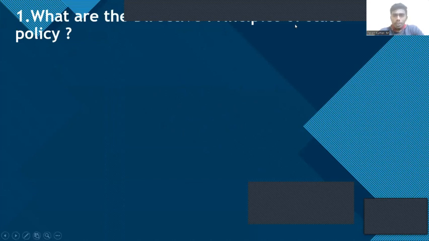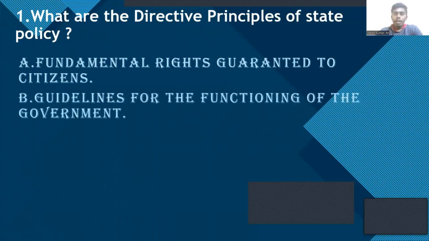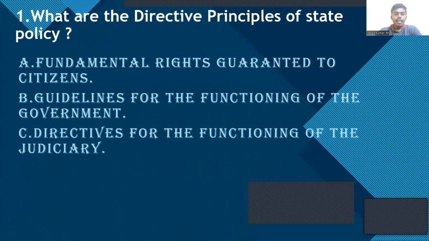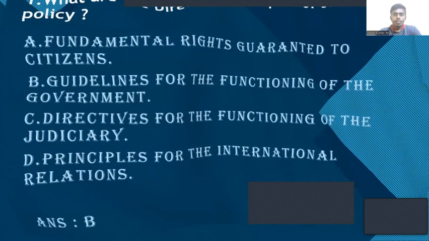What are the Directive Principles of State Policy? Options are: option A, fundamental rights guaranteed to citizens; option B, guidelines for the functioning of the government; option C, directives for the functioning of the judiciary; and option D, principles for international relationships. So the answer will be option B, guidelines for the functioning of the government.